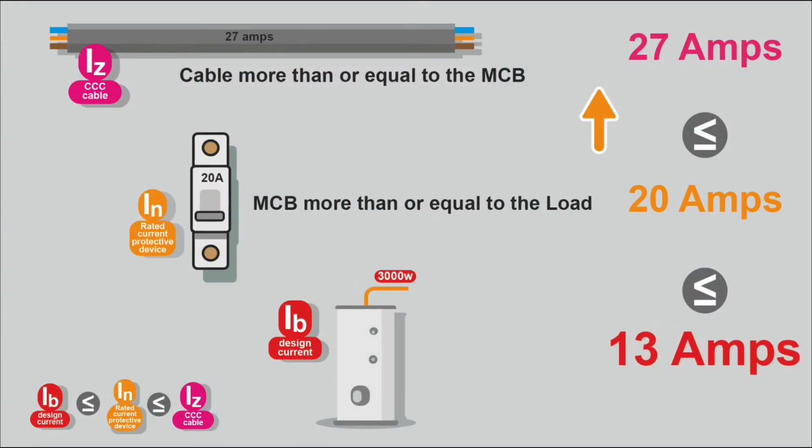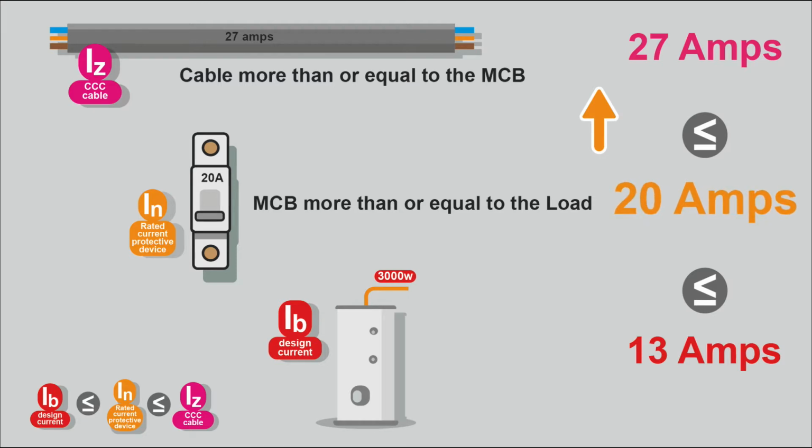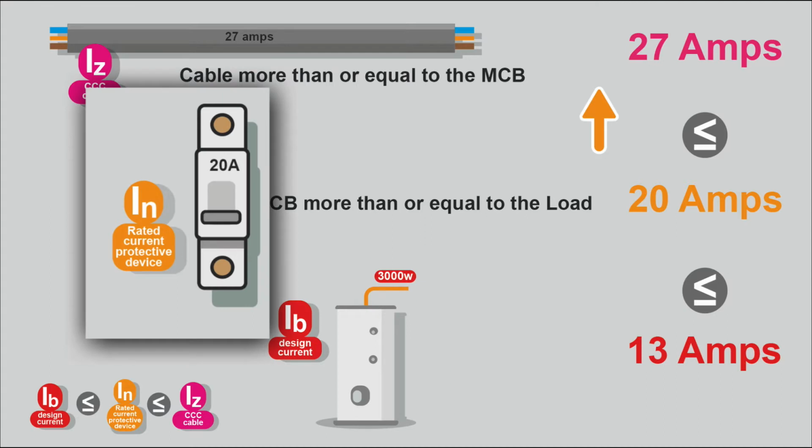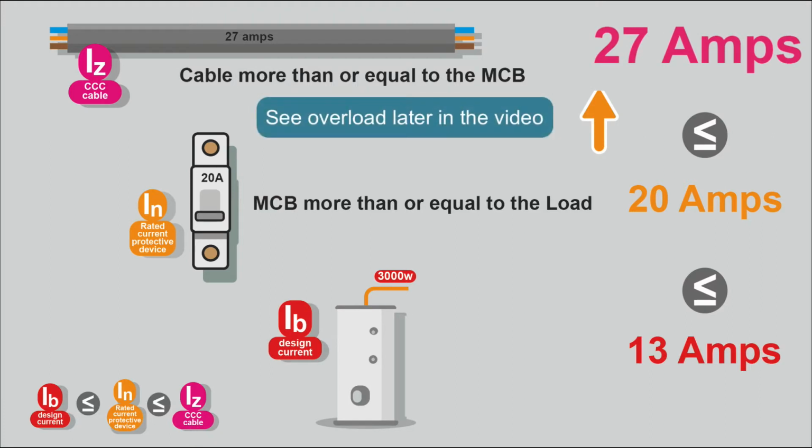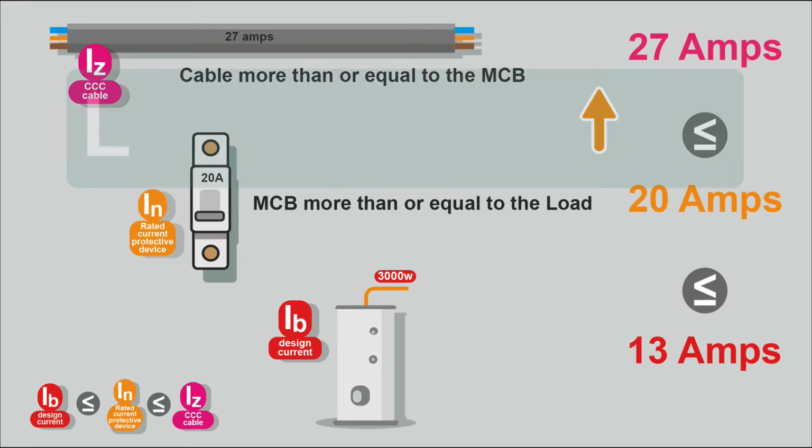IB being the lowest, 13 amps, that's our current that's going to be used. And that's got to be less than the rating of the MCB, otherwise this MCB will keep on tripping. If this MCB was rated for 6 amps and the design current is 13 amps, it's going to constantly keep tripping. And the cable has to have a greater current carrying capacity than the rating of the protective device.